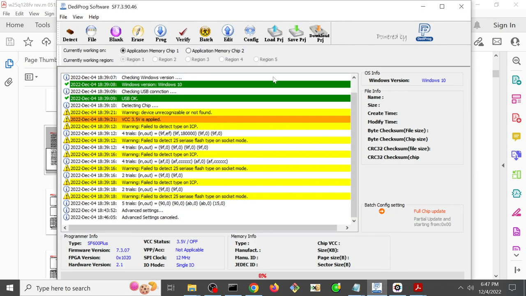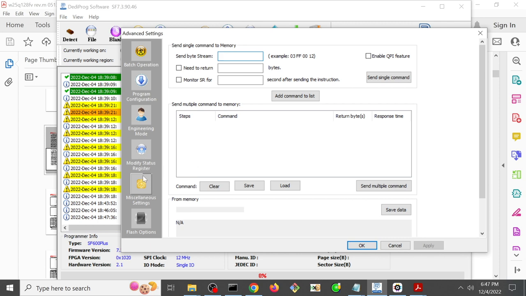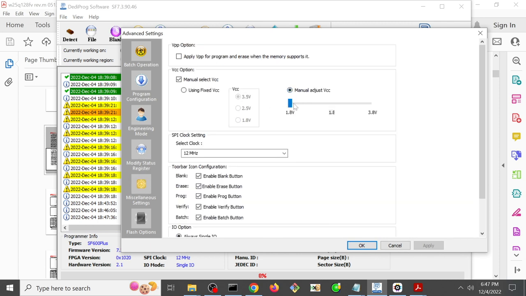So again, as I said, my Dediprog does have a nice granular voltage select, so I can manually adjust that, and I could set it to 2.7. All right, so I set that, I hit OK. If you're using a different one, if you only had the 2.5, you wouldn't be able to do this kind of experiment.